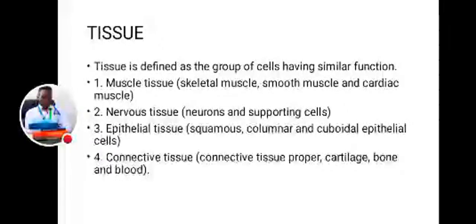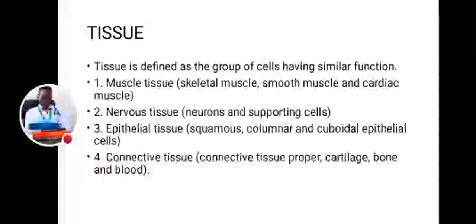Now, a cell being the basic unit of a living organism, a group of cells working together forms what we call tissues. What is a tissue? A tissue is defined as a group of cells having similar function. We have 4 types of tissues. The first one is muscle tissue. There are 3 major muscle tissues in our body. We have the skeletal muscle, the muscles found on the skeleton. The smooth muscle, found in the alimentary canal as well as the blood vessels. And the cardiac muscle, the muscle of the heart.